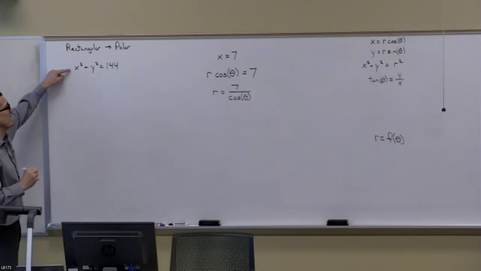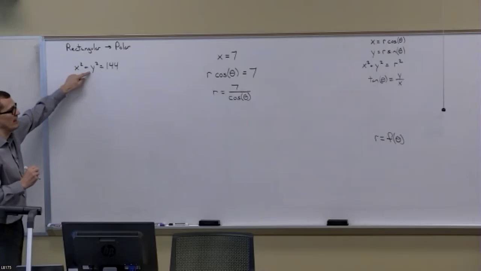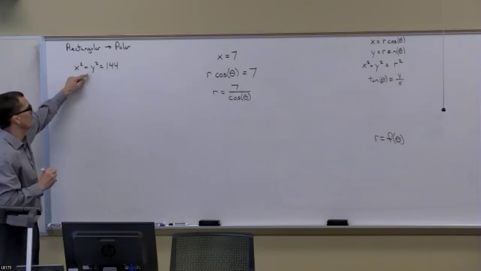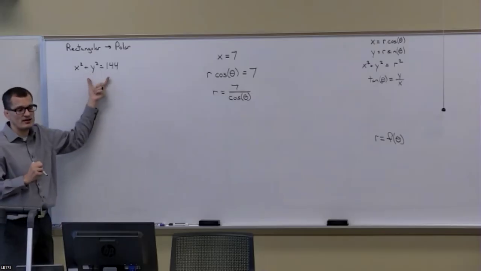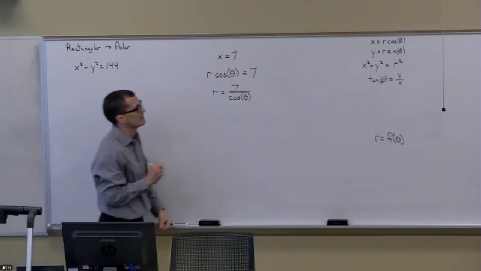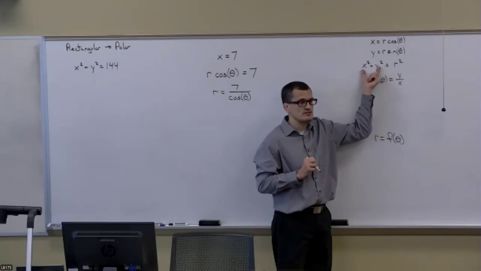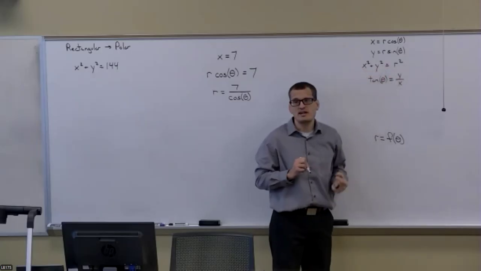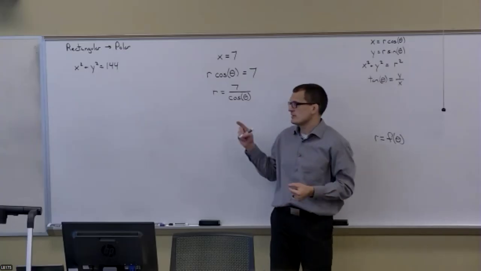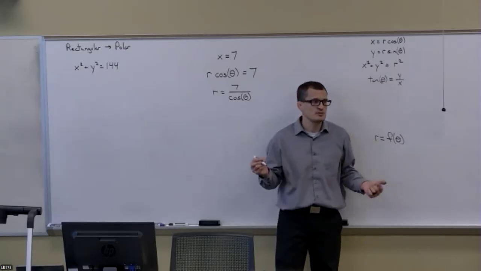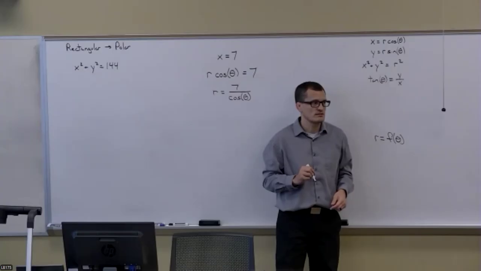Now I could do that over here as well. I could replace the x with r cosine theta. I could replace the y with an r sine theta. But in this scenario, I can also use this third equation. Since I have x squared plus y squared on the left-hand side, I could just replace that with an r squared.